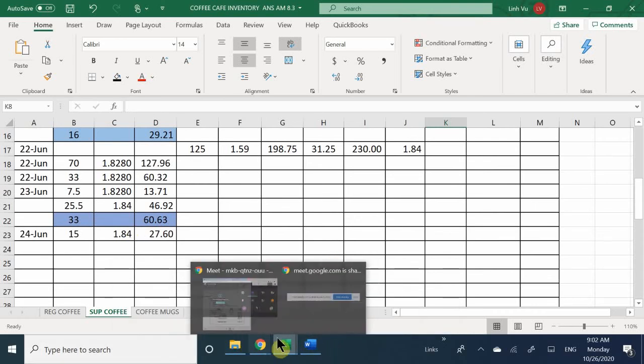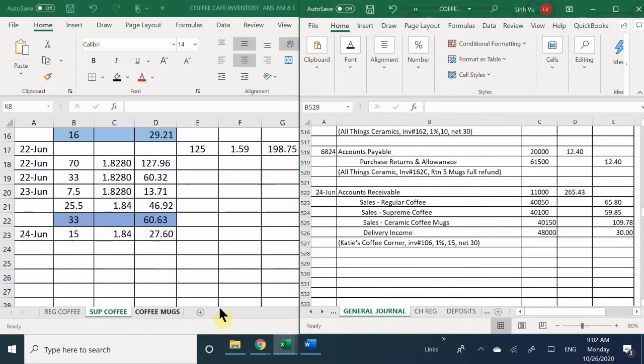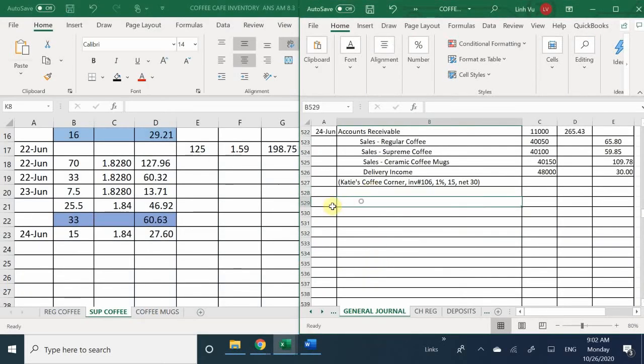And where do we put the COGS? Journal. Okay. So COGS regular coffee, cost of goods sold, regular coffee, 550. I'm gonna go across. That's fine. COGS supreme coffee, 5,100.